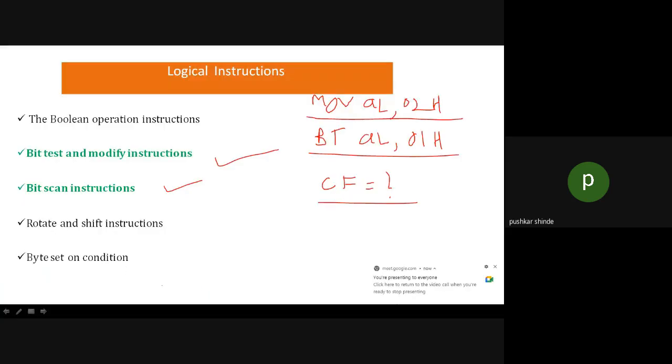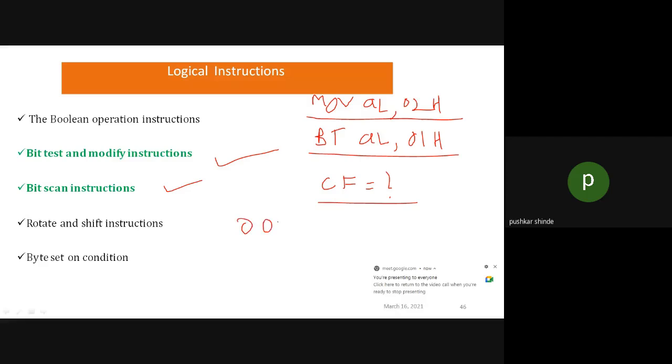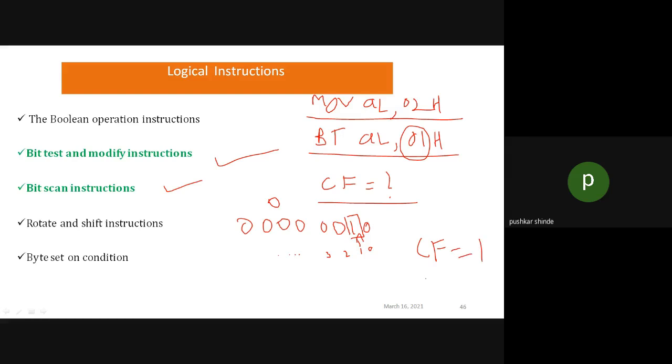See, 02 will be written as 0000 and 2 will be written as 0010. And the index will start here 0, 1, 2, 3, and so on. So we have to check the bit 1. So the bit 1 is having value 1. So what will happen is carry flag will have value 1.